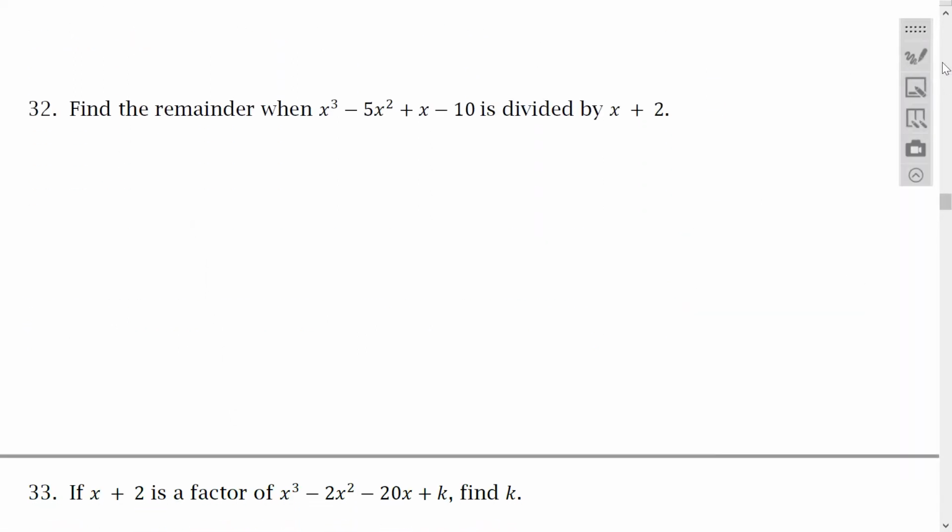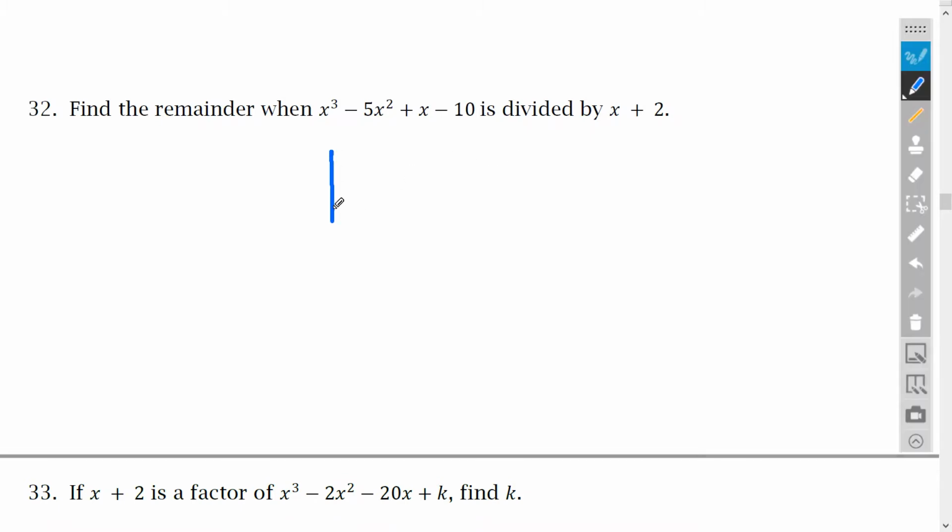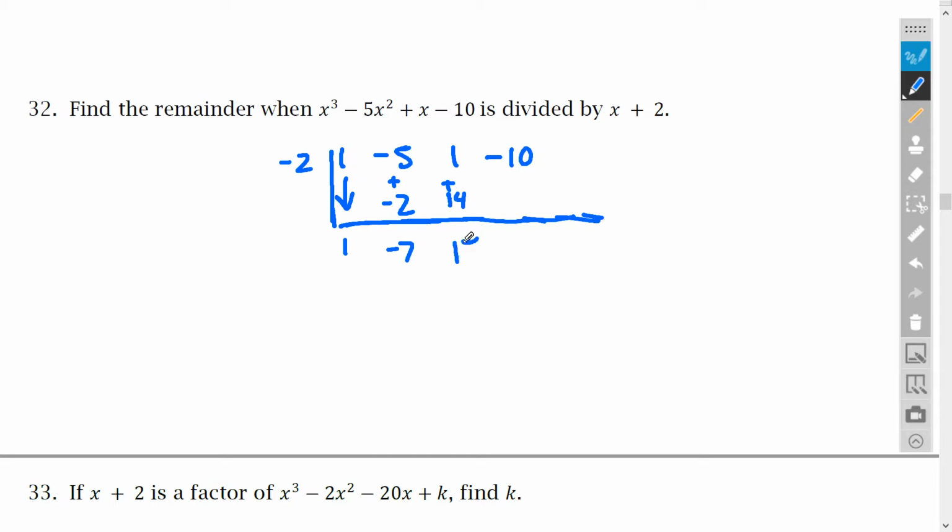Number 38, find the remainder. Okay, so this is the same thing. We're just using synthetic division here, because it's asking for the remainder. So it's just asking the same thing, slightly different way. So the coefficients are 1, negative 5, 1, and negative 10. The number I'm going to use is negative 2, because that's the 0. The 1 comes down. Negative 2 times 1 is negative 2. Negative 5 plus negative 2 is negative 7. Multiply these together is 14. Add these is 15. Multiply those is negative 30. Add those is negative 40. So the remainder would be negative 40.